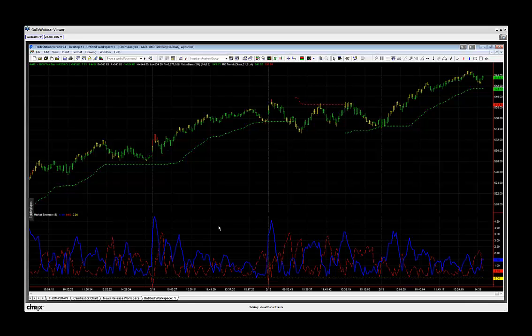Does the market strength apply to Forex? Yes, it does. So let's go ahead and pull up the euro dollar.